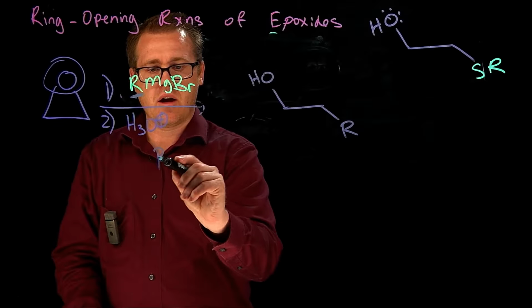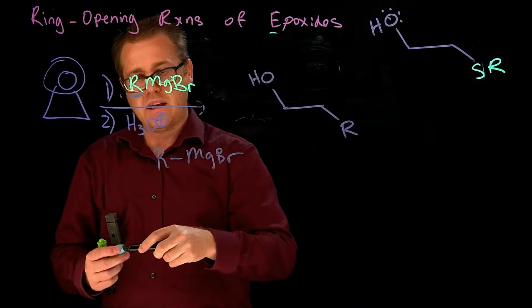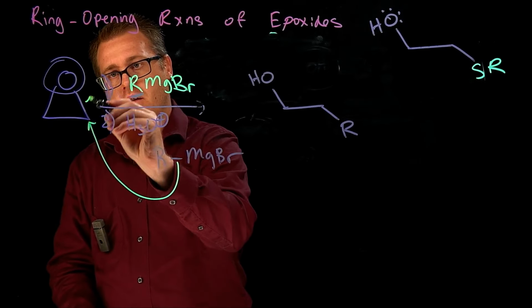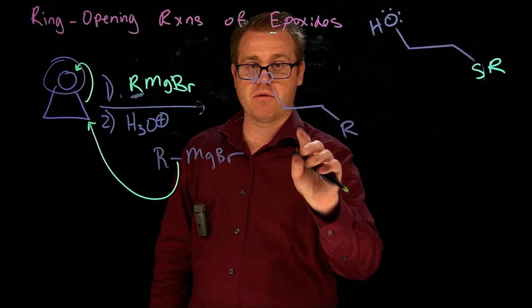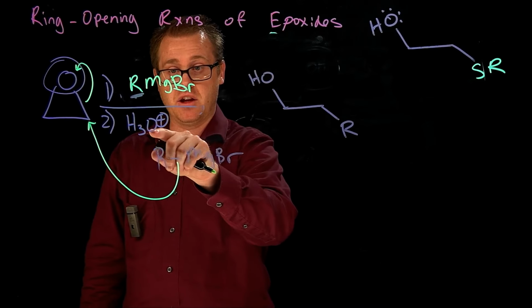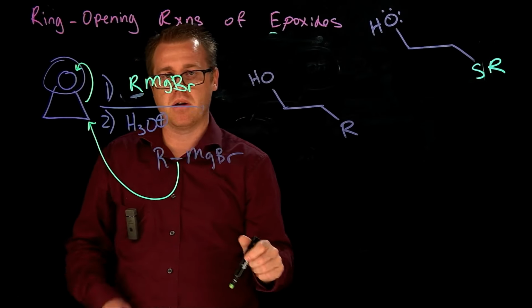Because remember, with Grignards, you could look at it this way. You could draw it out, and the Grignard can act as a nucleophile, like so, to give us that overall product. Remember, though, the first step turns it into an alkoxide, and then you have to use the acidic workup to protonate the alkoxide to turn it into an alcohol.